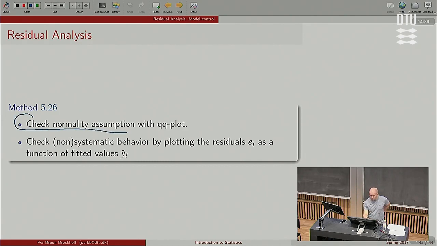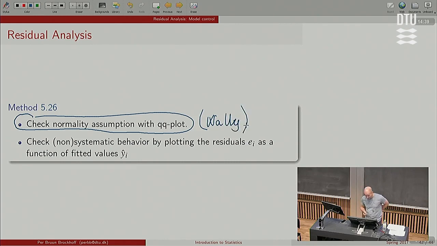We tell you that you should go check the normality assumption of the residuals, of the deviations from the line, and the QQ plot or the Wally plot you can use for that, right? So it's the same story as you know, QQ plot or Wally. You can use Wally. And we can then check, that's an additional thing that's new for today, actually, we can check by plotting residuals as a function of the fitted values.